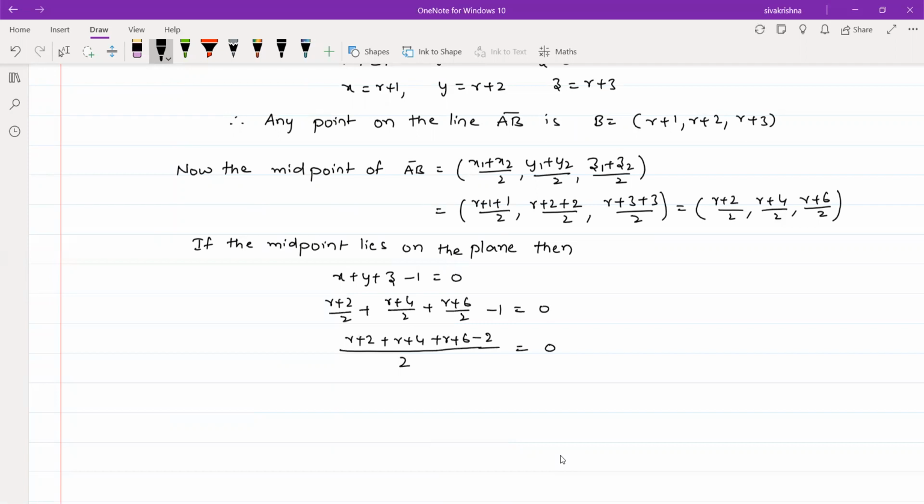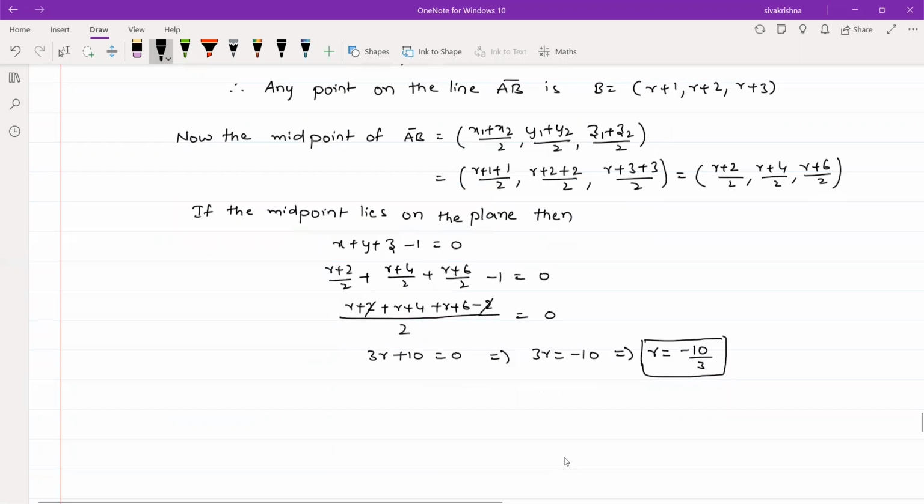And finally we get r plus r plus r which is 3r, 6 plus 4 is 10, 2 minus 2, the 2 and minus 2 get cancelled. So 3r + 10 = 0, and this implies 3r = -10, and this implies r = -10/3. So we get the value of r as -10/3. So whenever we get a small r, now we can find the point B.